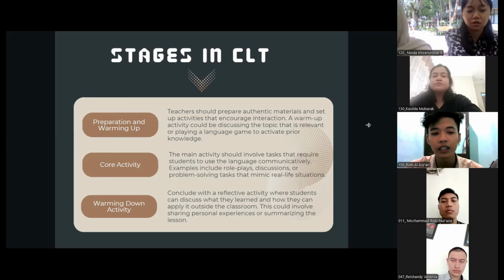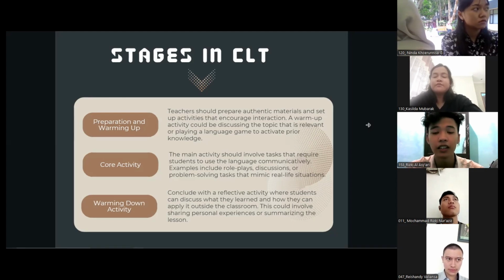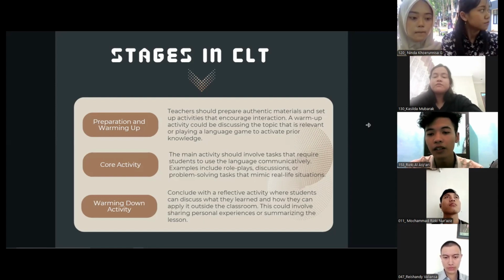And the second one is core activity. The main activity should involve tasks that require students to use language communicatively. So the central portion of the lesson should feature a task that encourages students to use the target language in a communicative and meaningful way. Examples of core activities might include role play that simulates real-life scenarios, group discussion on relevant topics, or problem-solving tasks that prompt students to negotiate or express their thoughts.